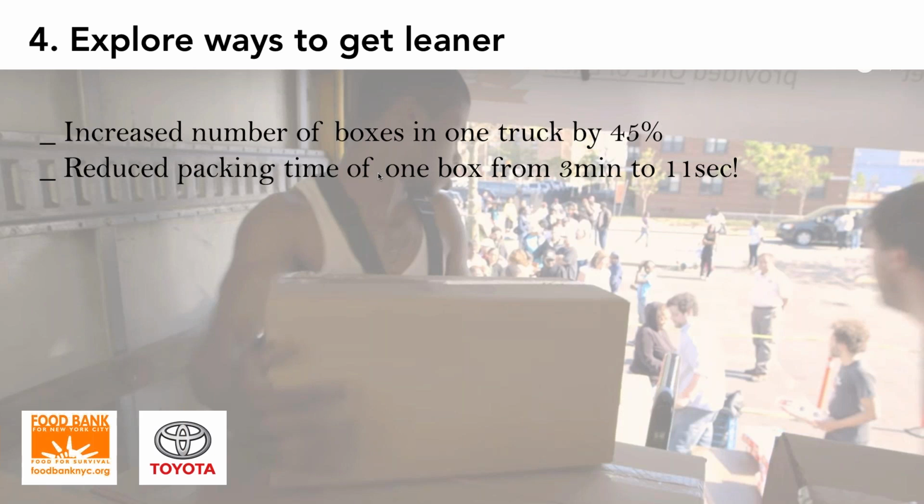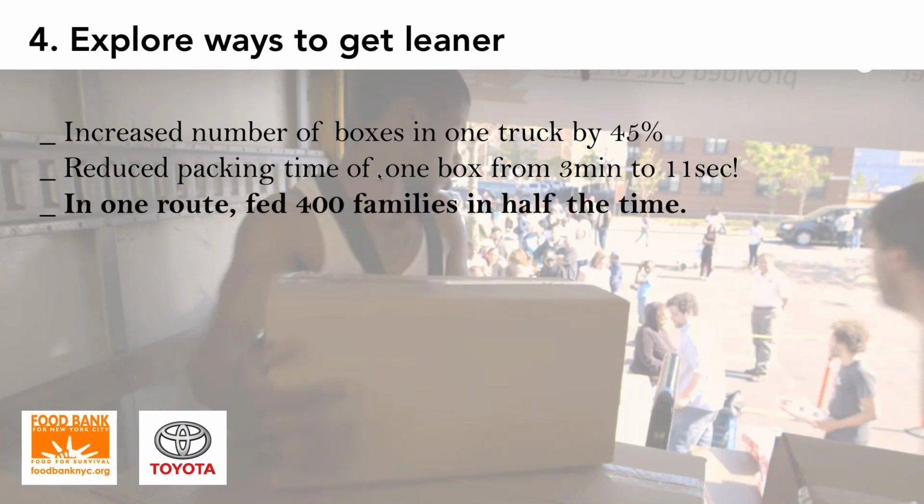They've reduced the packing time of one box from 3 minutes down to a ridiculously fast 11 seconds by simply implementing a production line model in their warehouse. And in one route, they now manage to feed 400 families in half of the time. It used to take them 3 hours, now it takes them about 1.4 hours. And some of these results would have only come when these two organizations were able to stretch their thinking and build off each other's ideas for incredible results.